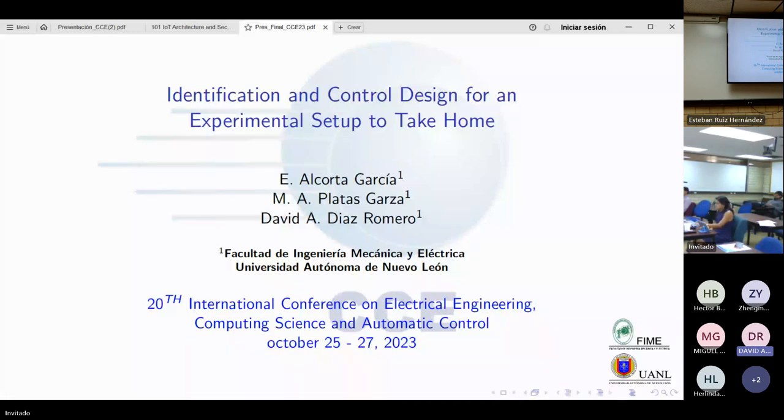Thank you very much. As I said before, I will try to be very brief. I am just showing some results of the application of a very easy to set up experimentation basis. The work is called Identification and Control Design for an Experimental Setup to Take Home. I will present this on behalf of Professor Platas and Professor Alcorta. Can you move to the next slide?